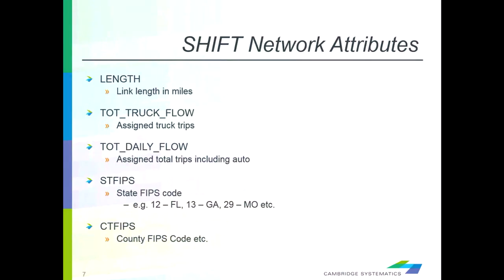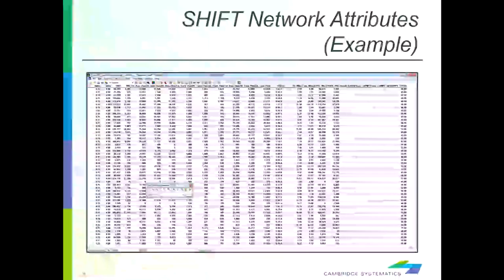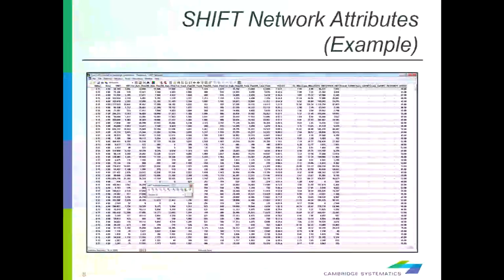So the attributes, I think I need to at least just briefly go through what we have from the perspective of developing the script. We have the length, which we need for VMT, and then we have the truck flow and the auto flow, and then we have the state code and the county code, which is needed for us to report by county, for the states that report by county. And this is just a screenshot of the attributes in the network.